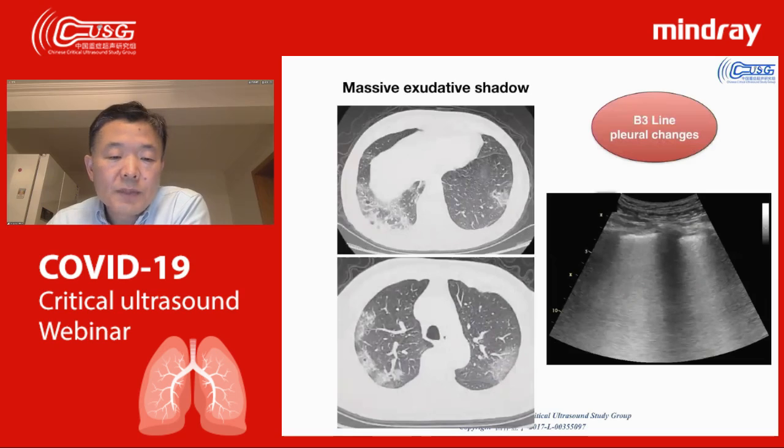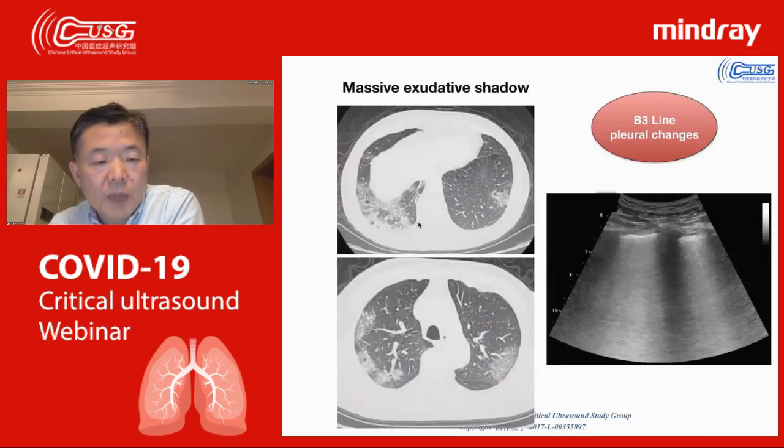If the patient's condition becomes more severe, you see a massive exudative shadow here. Sometimes you see it in the outer lateral part of the lung, and even in the lower part of the lung, the gravity-dependent part. You see this is still in the interstitial part, not a lot of fluid inside the alveoli, so you can still see the B lines and the pleural changes, maybe more irregular.